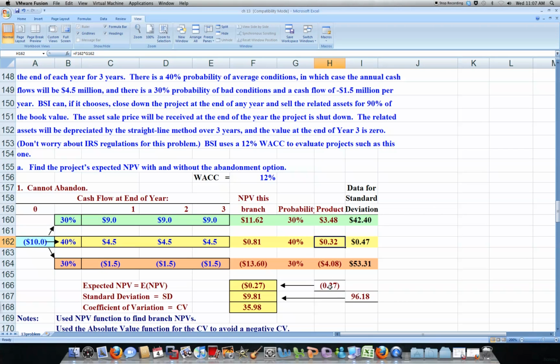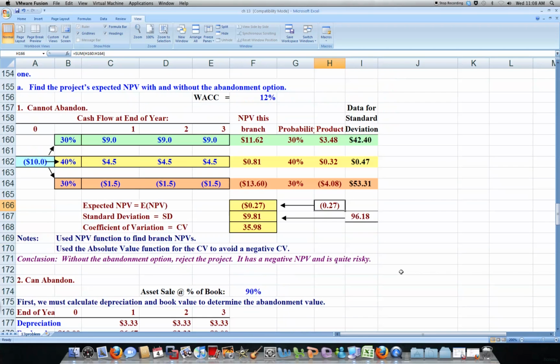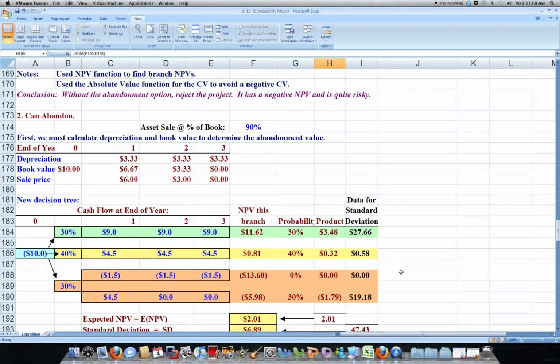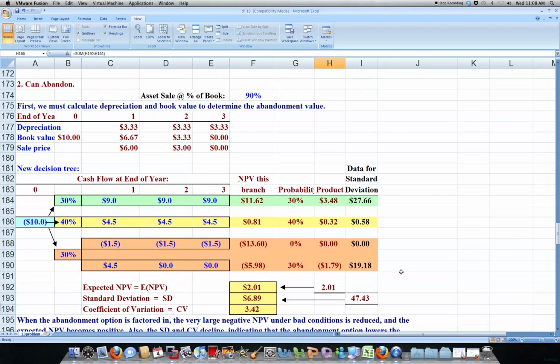Now you want to sum these up. The expected NPV equals the NPV of this branch times its probability, plus the NPV of this branch times its probability, plus the NPV of this branch times its probability. And we find an expected NPV of negative 2.7 million. Now let's look at the can-abandon option, and we'll do that in the next video.